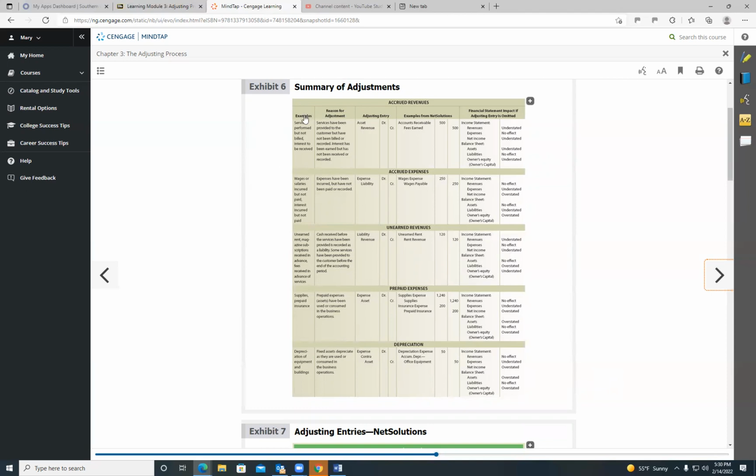So in this table, it gives examples, reasons for the adjustment, what the adjusting entry would be, and then an actual example taken from Net Solutions and how it would affect the financial statement if the adjusting entry is omitted. I'm not going to go through each of these individually, but I do encourage you to look at these in your textbook because it's just a great refresher of everything we've discussed in this chapter.